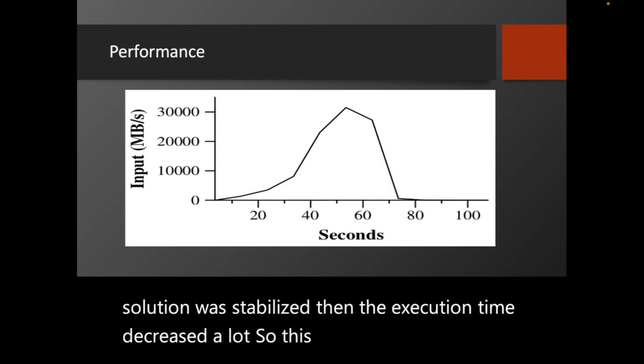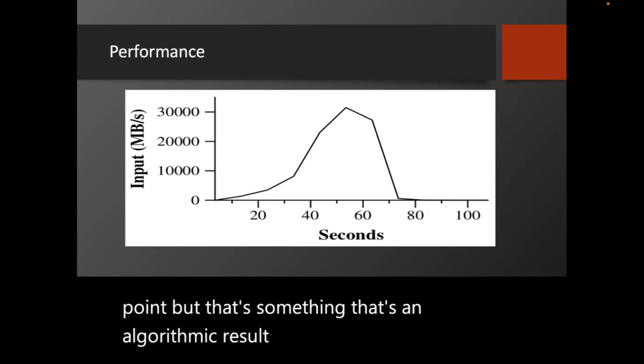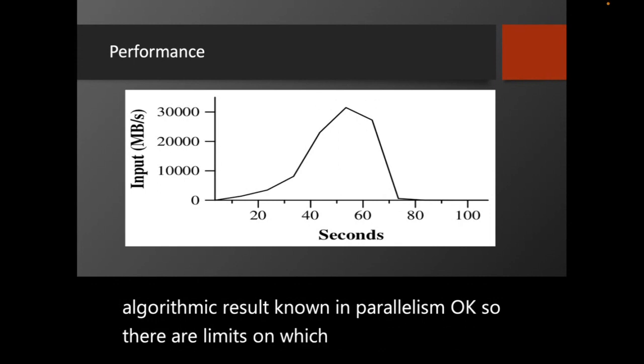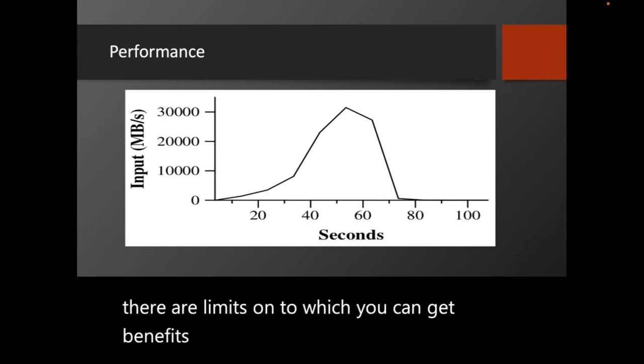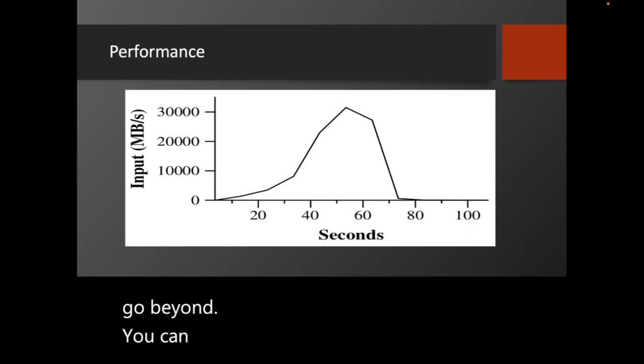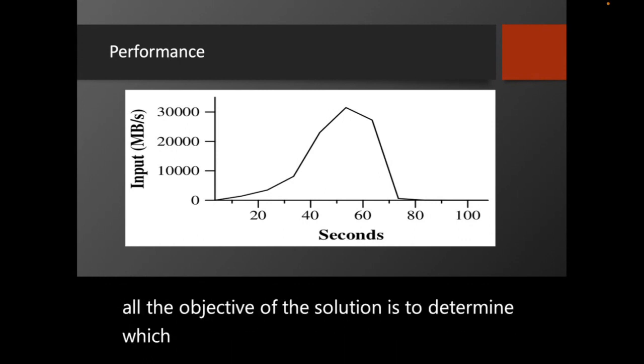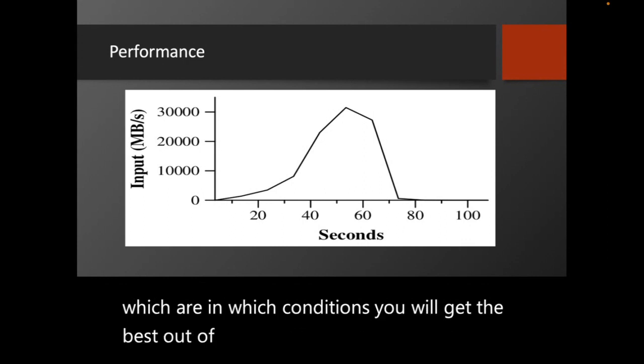This is an algorithmic result known in parallelism. There are limits until which you can get benefits from parallelism, and when you go beyond, you can decrease the performance. So the whole objective is to determine in which conditions you will get the best out of the solution that you propose.